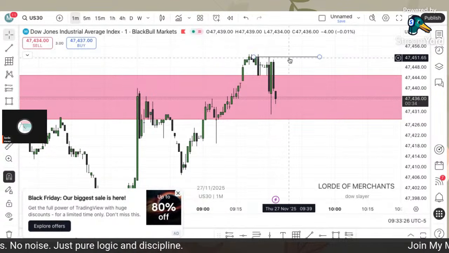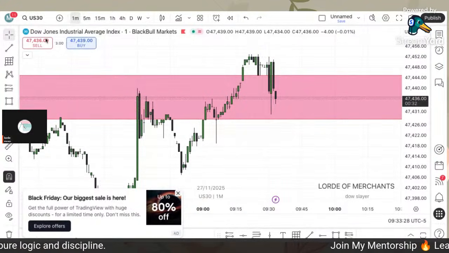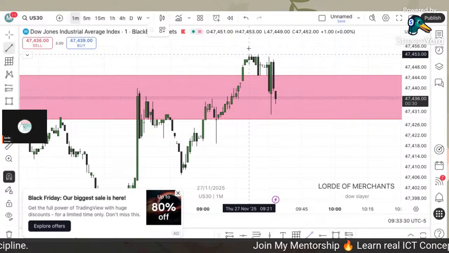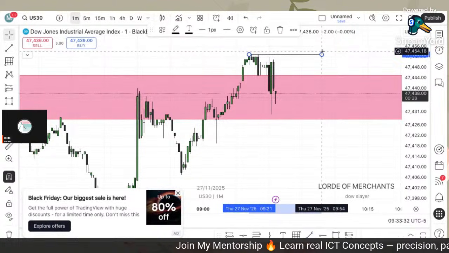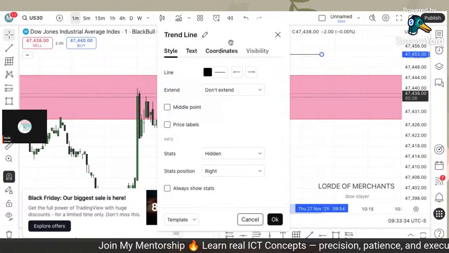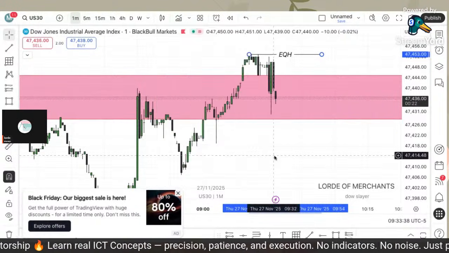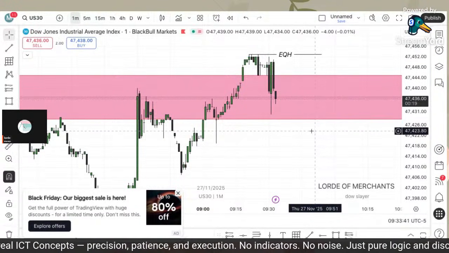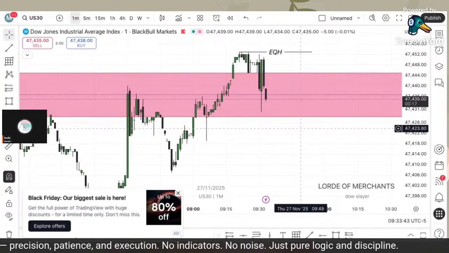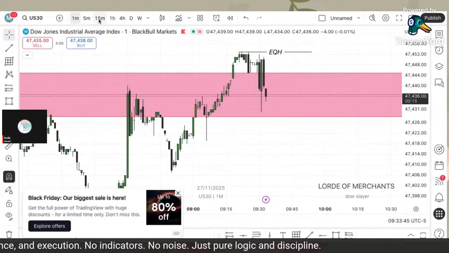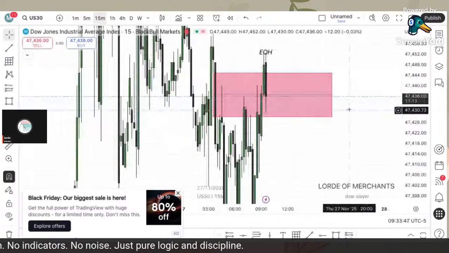Also, I want you to know that price has generated some equal highs up here. It means price will now come back here. Some equal highs right there. Let's wait and see what price is going to do. On 50 minutes, we still have this inversion.